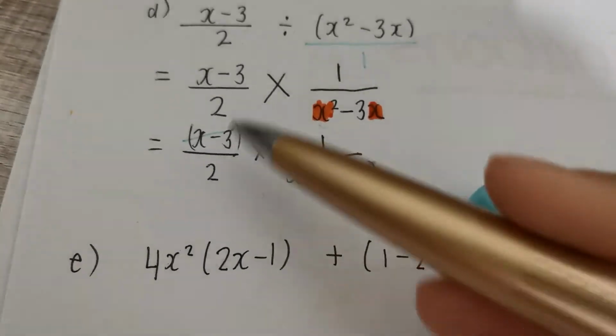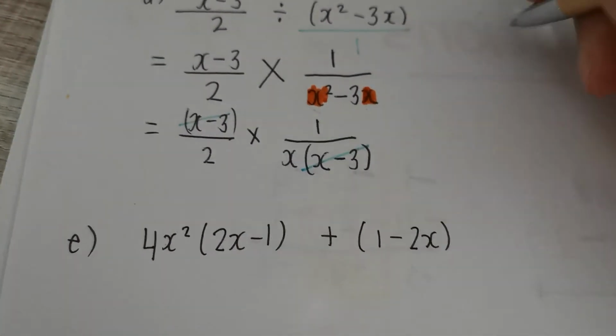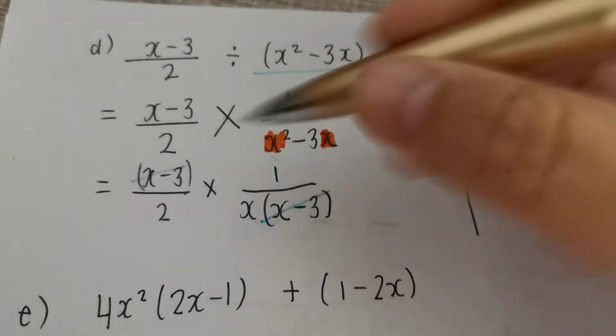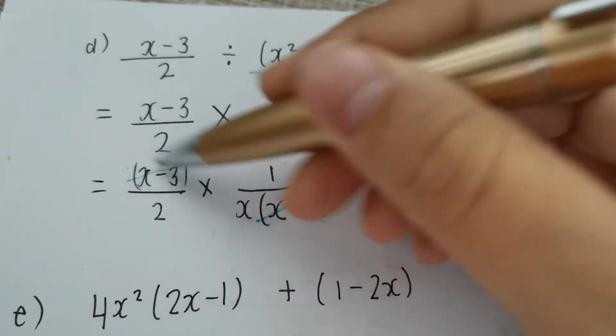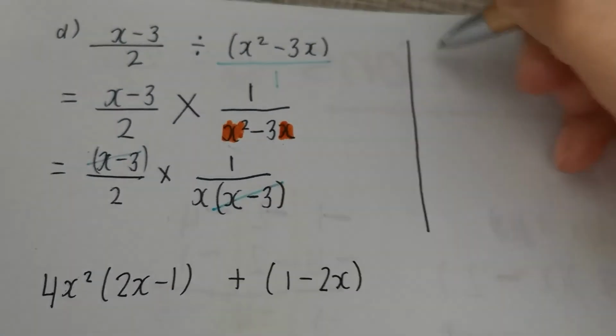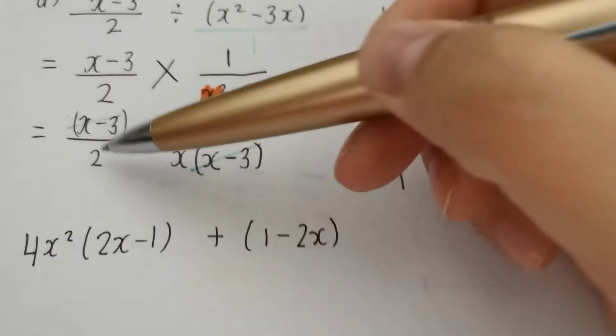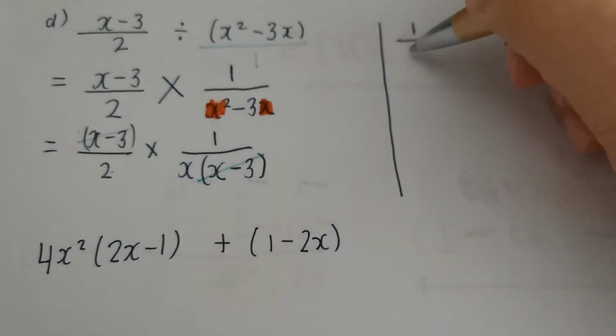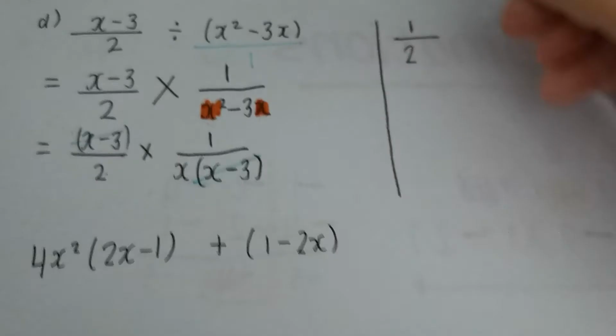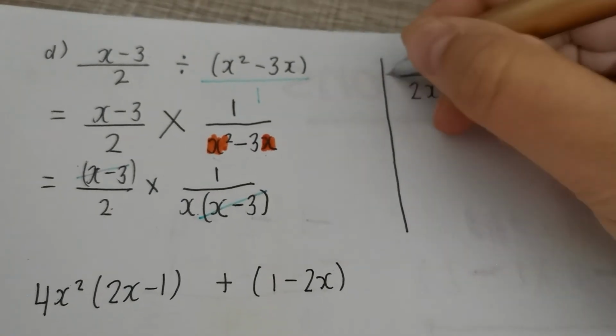What are we left with at the top? Left with, okay, I'm out of space. I'm going to just continue over here. At the top, you agree with me? There's nothing left behind here and there's a 1. Okay, so 1. At the bottom, I'm left with a 2. And I'm left with the x. And that's my answer.